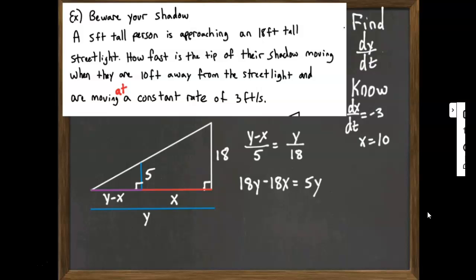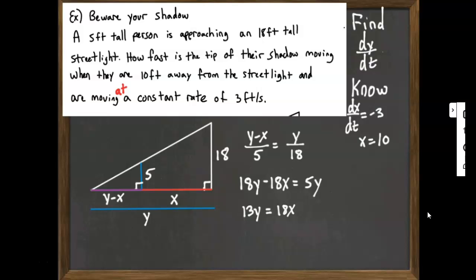So here I can cross multiply. I have a fraction equal to a fraction. So I cross multiply. And then I have 18y minus 18x equals 5y. So why don't we get the y's on the same side and the x's onto the other side? Just bear with me for just a moment. So bring the 5y over, it gives me 13y. Move the 18x over to the other side, it gives me 18x.